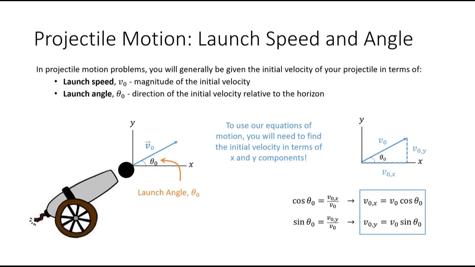which is that the acceleration in the x direction is 0, acceleration in the y direction is minus g, and then you want to look for the launch speed and launch angle and immediately find out what is the x component of my initial velocity, what is the y component of my initial velocity.